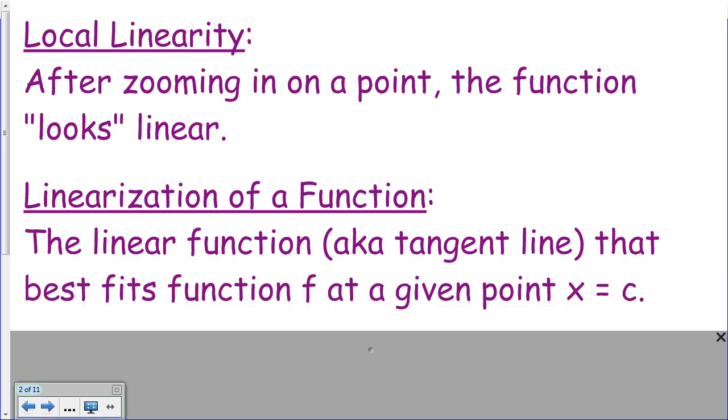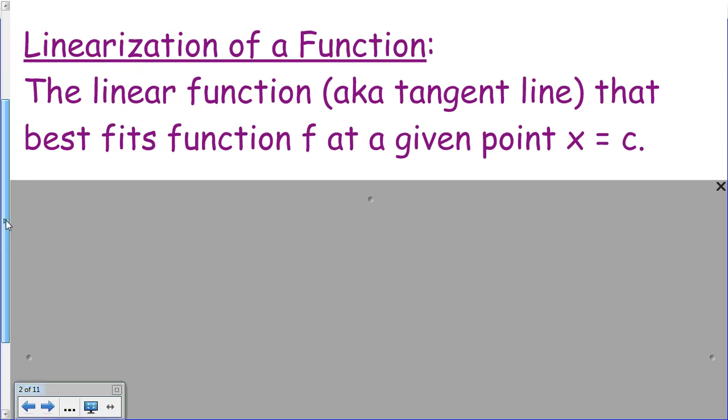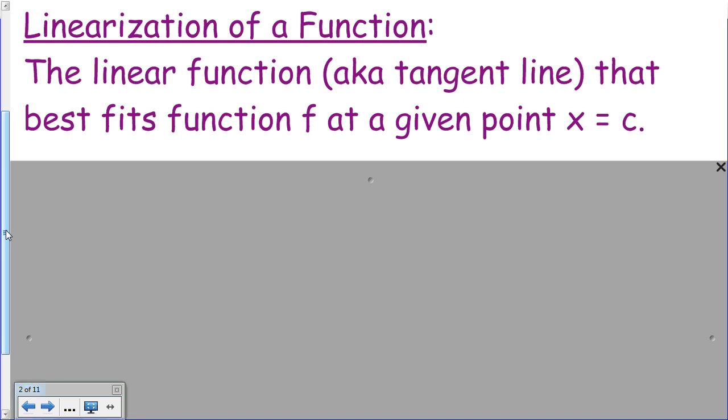Now the term linearization, which is actually the topic of this section. They called it the linear approximation, but if you put those two together, linear approximation becomes linearization of a function. The linearization of a function is the linear function, which is the tangent line actually, that best fits function f at a given point x equals c. So when we talk about the linear approximation or the linearization of a function, we're just finding a tangent line. We've done that for quite a bit of time, back to the beginning of chapter 3 when we started finding the equations of tangent lines. So this whole idea is really just a review. We're just giving it a new name.